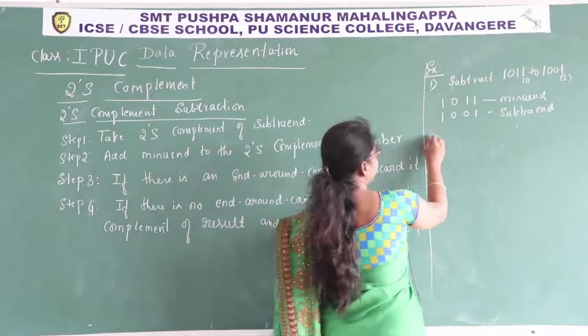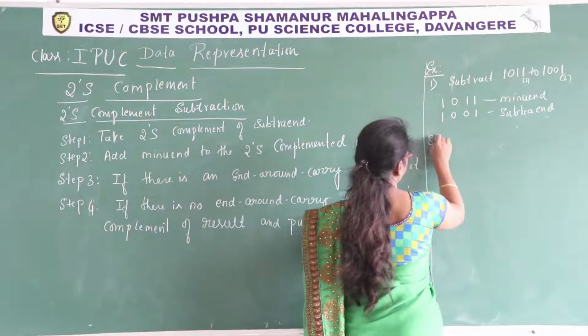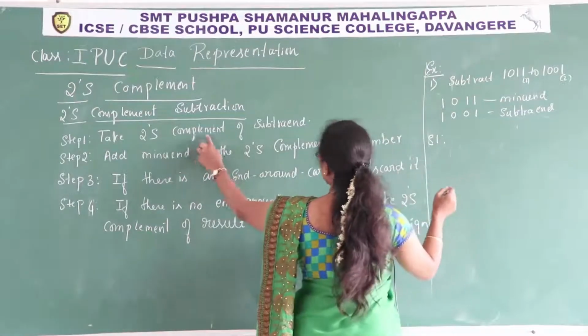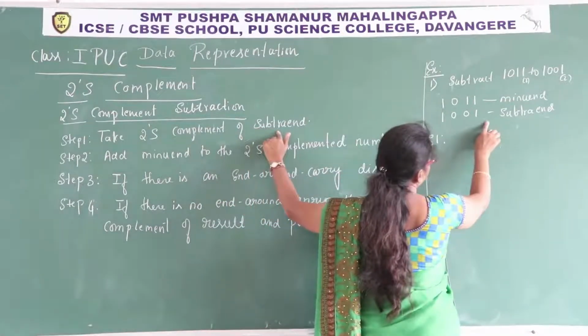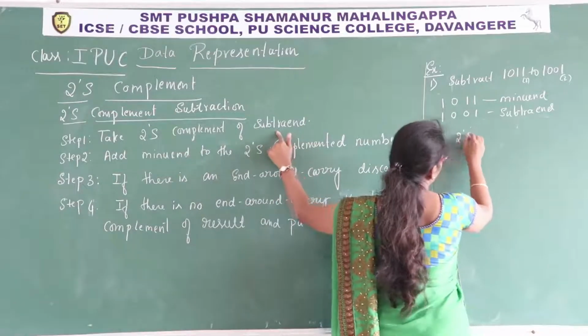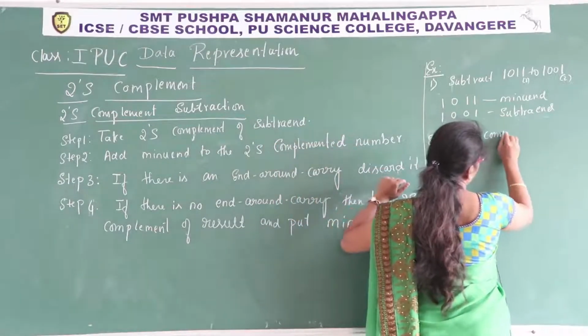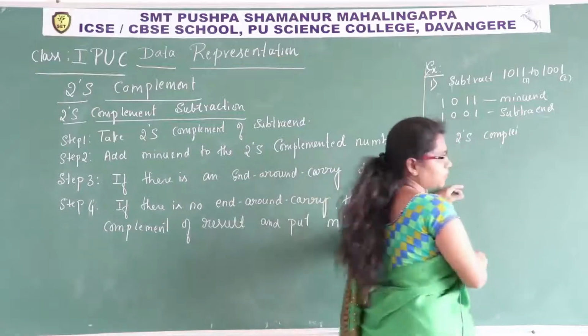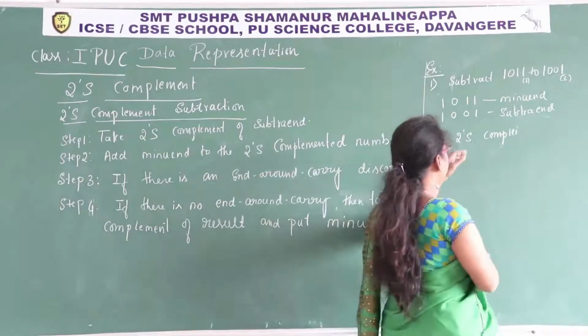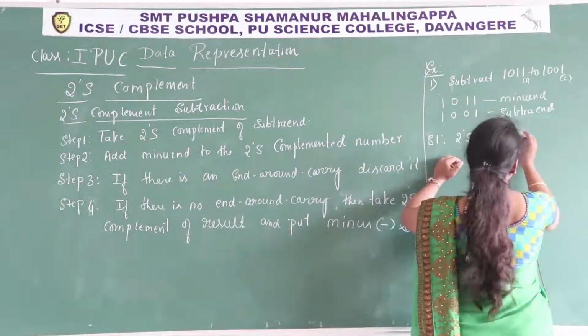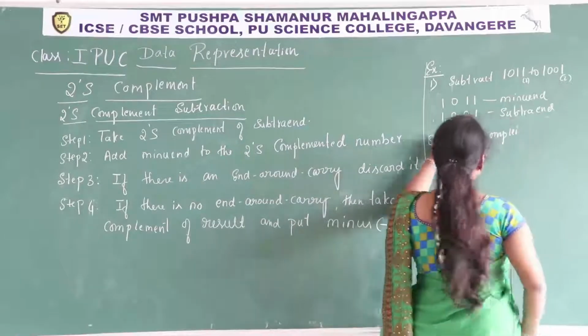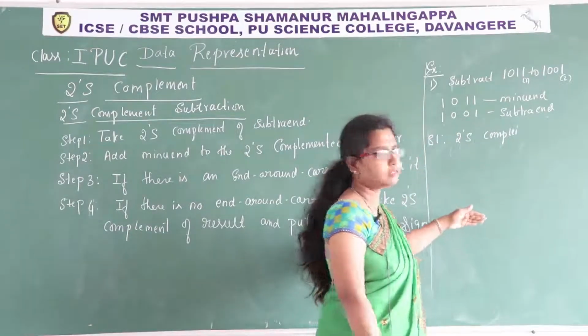Now, according to the first rule, step 1: take 2's complement of the subtrahend. You have to write these steps. There is a 5-mark question on this concept, so you have to write each and every step there.